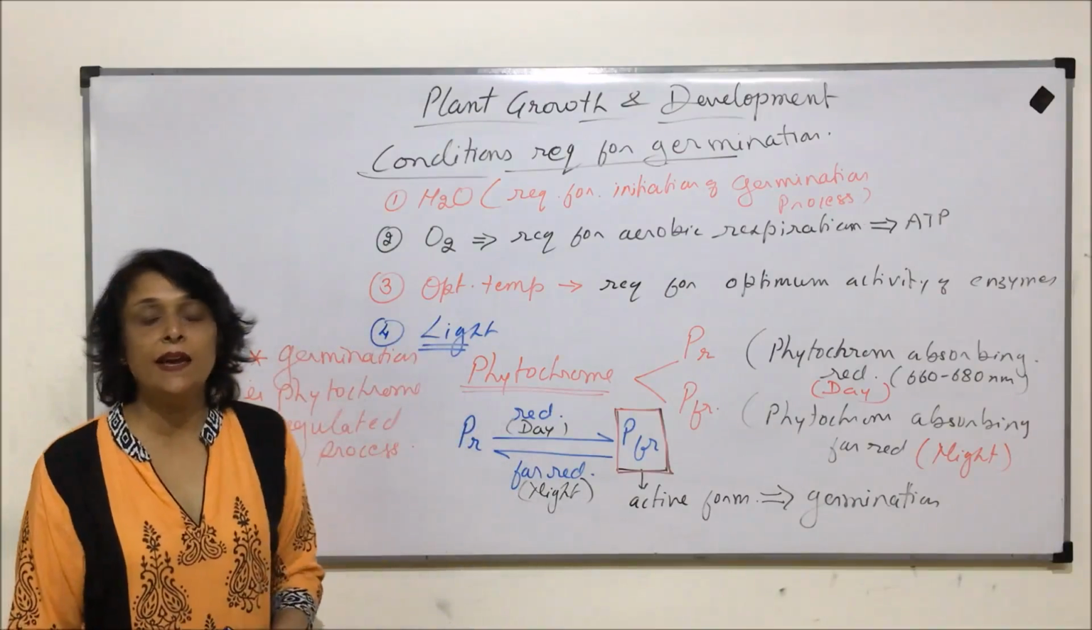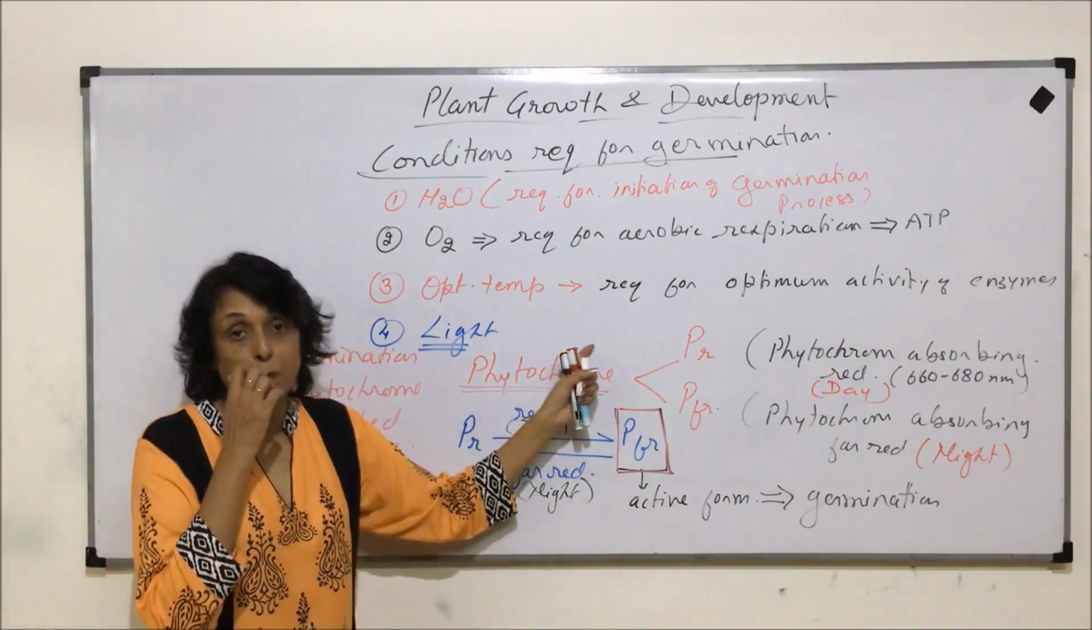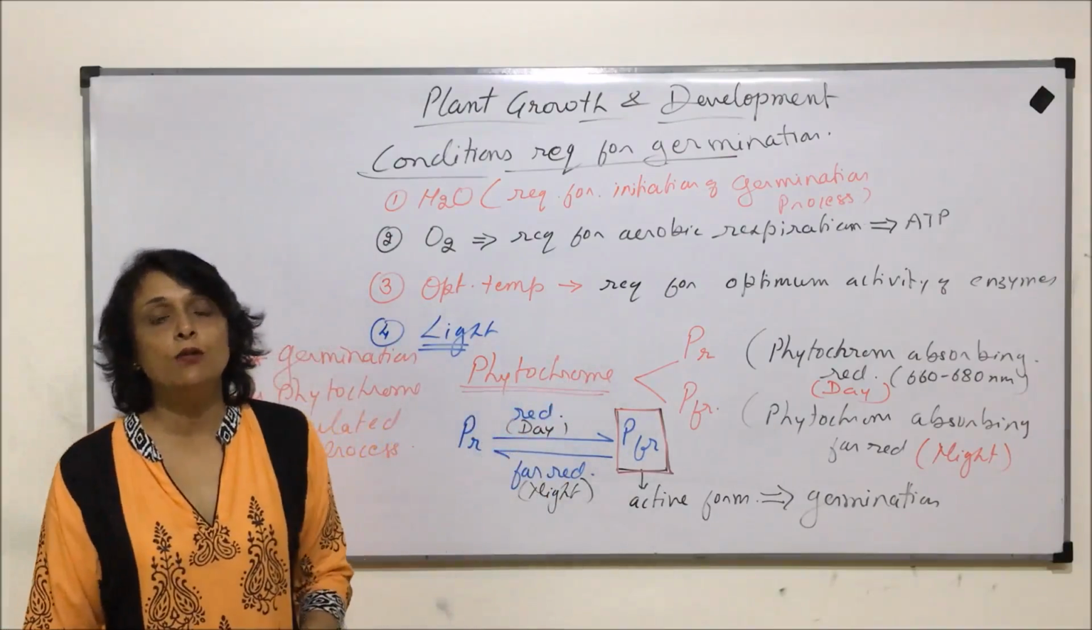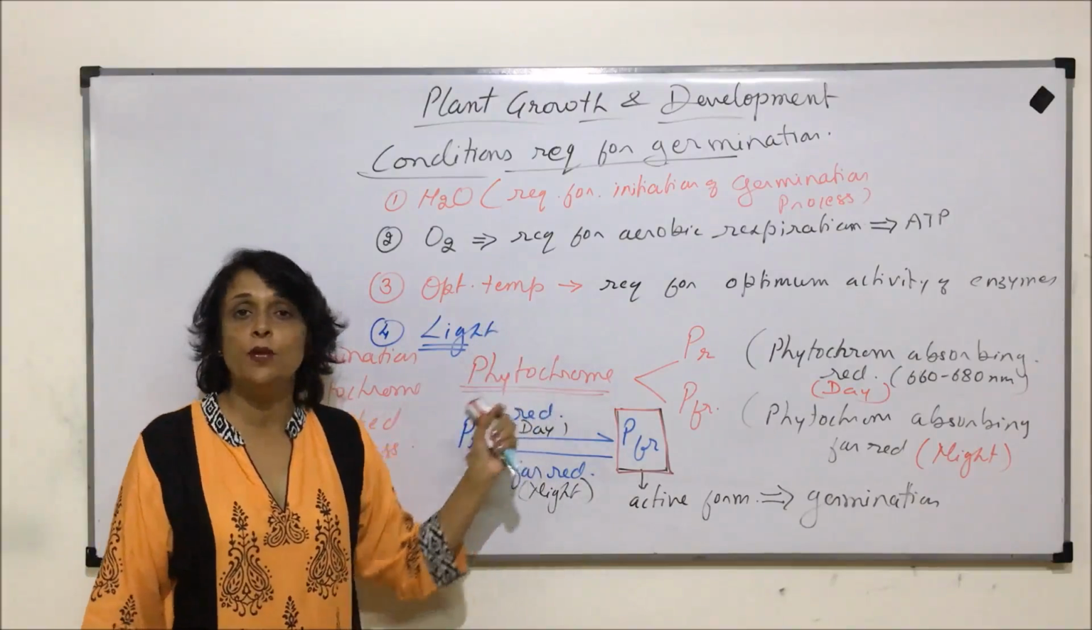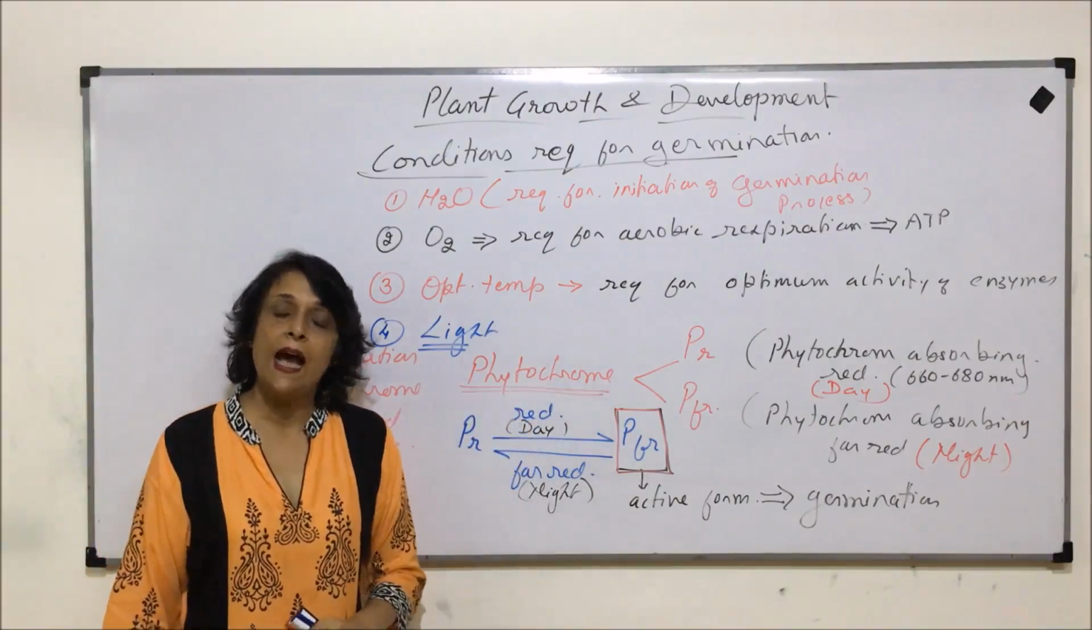Now, after understanding the conditions and the process of germination, we now need to see the types of germination. So now we will take up the two types, that is epigeal and hypogeal germination.